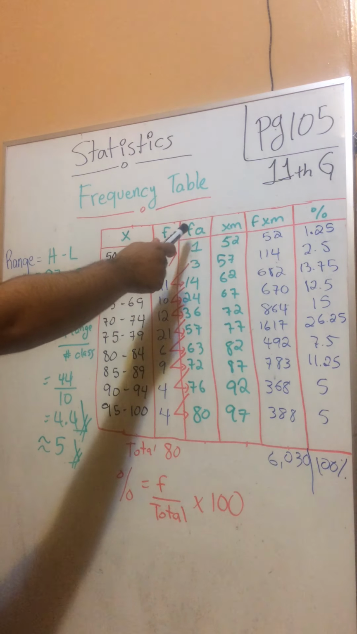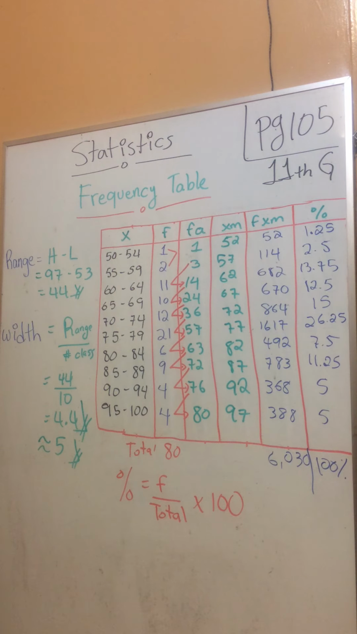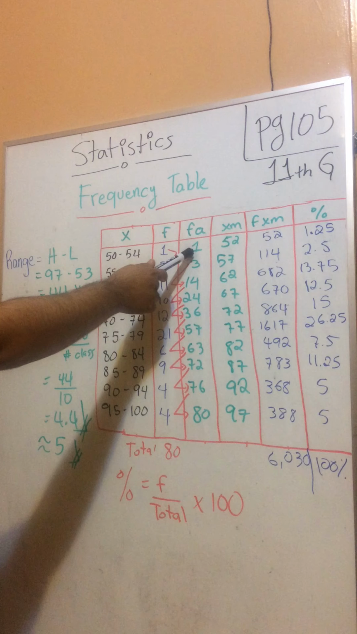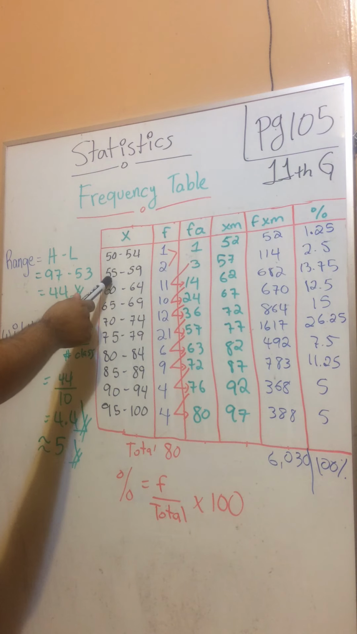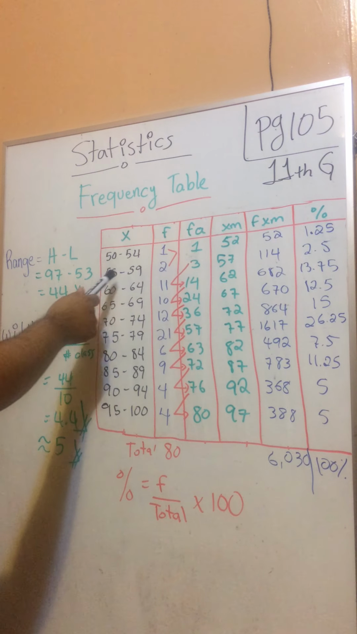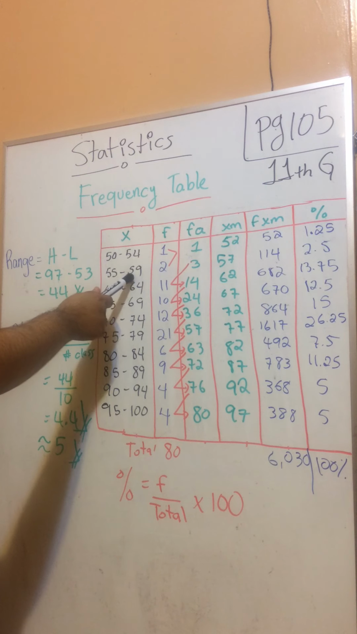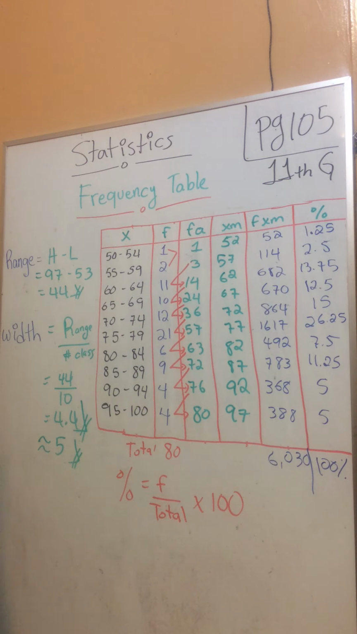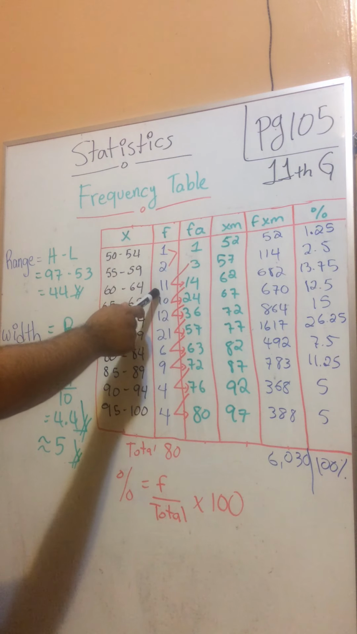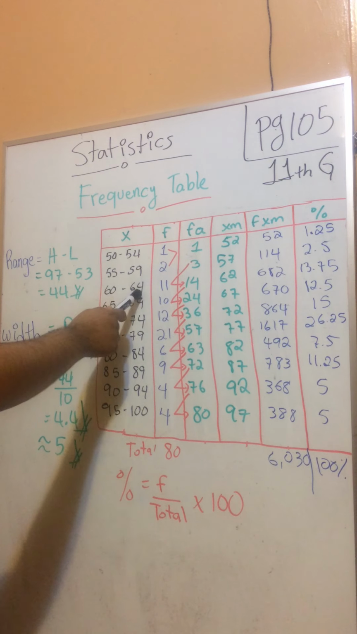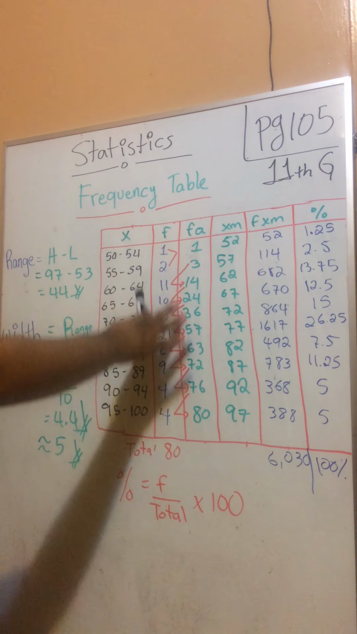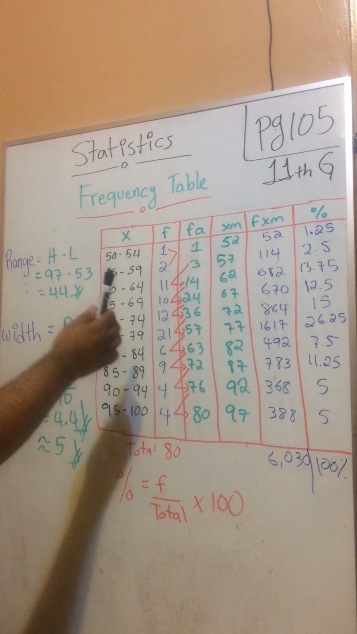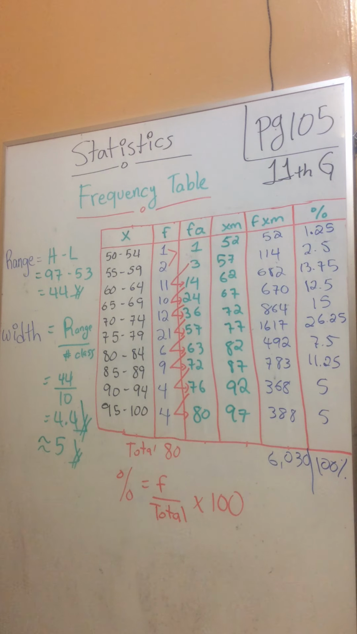Then the accumulated frequency. Accumulated frequency is when we add the frequencies with the intervals. From 50 to 54, we have 1. But from 50 to 59, we have 3, the 1 and the 2. Then we just start adding 3 plus 11, which would be from 50 to 64, 14, and so on until we get to 80, because this is the total amount of students.